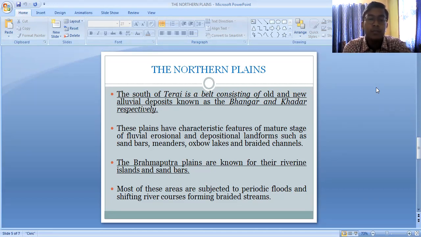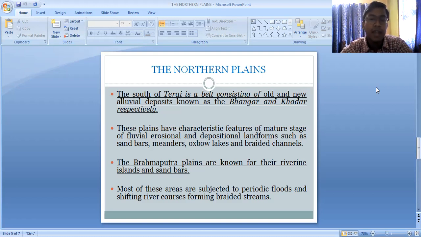And the depositional landforms have been formed here. The rivers carry along with them the sediments. They deposit the sediments, and because of this deposition, many types of new small landforms have developed, which are known as the sandbars, the meanders, the oxbow lakes, and the braided channels. So these are the different land features which are developed in these northern plains.